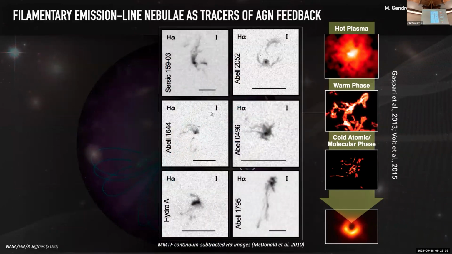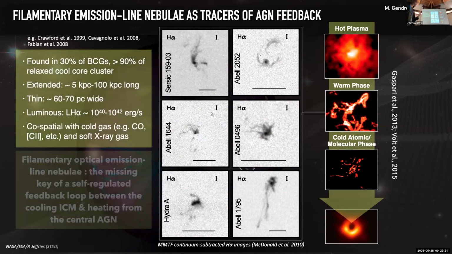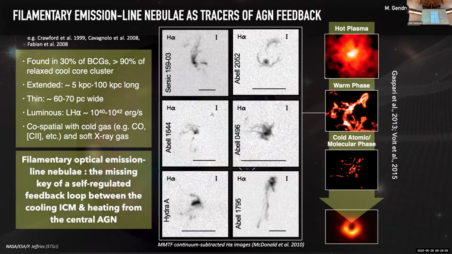Do we have traces of that? Do we see this? Actually, yes, in the warm phase especially. So we have those filamentary emission line nebulae surrounding many brightest cluster galaxies. Actually, in almost all galaxy clusters like Perseus, we have those kind of filaments. They are very extended, very thin. Sometimes they are quite bright as well. And so these are key for us to understand this AGN feedback loop.